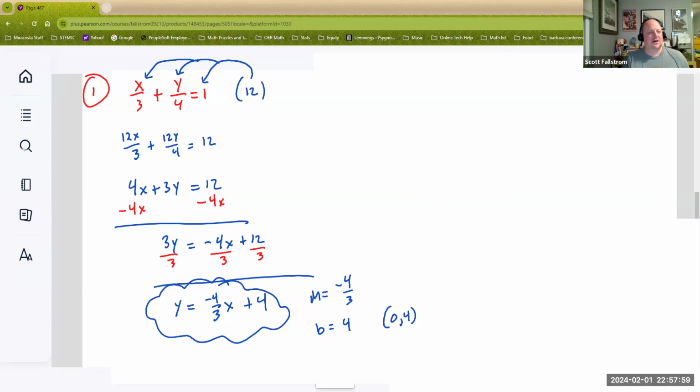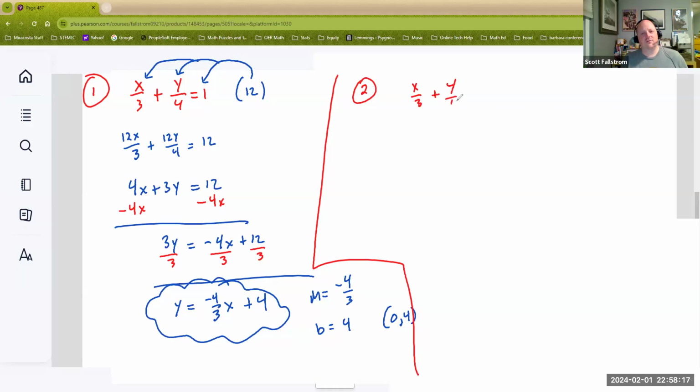Okay, so now option number 2. Number 2 says, I am okay with fractions. I still need to get everything to one side, so I'll just write out the equation. Y over 4 equals 1. And what I'm going to do here is I'm just going to say, yeah, the fractions are fine. Let me subtract x over 3 from both sides. Okay. And what comes next is, now this one's gone, so I have y over 4 equals minus x over 3 plus 1.